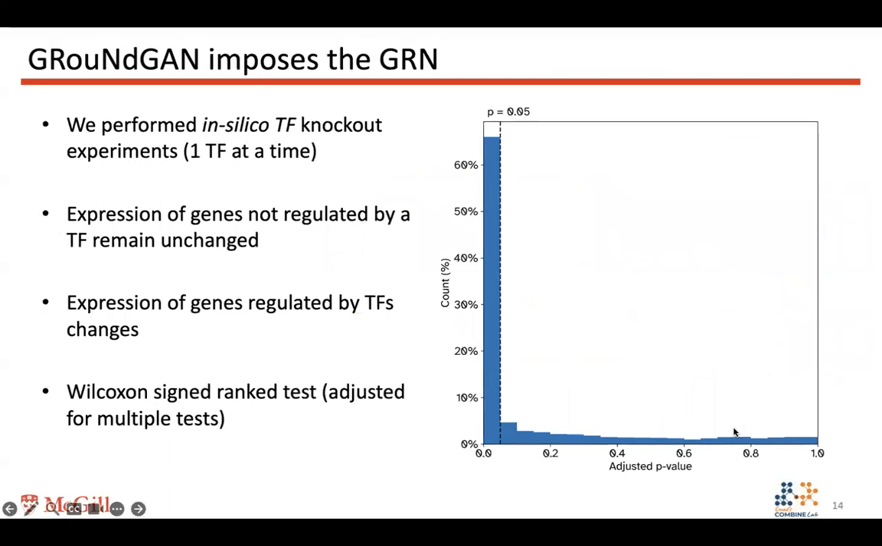Then we asked whether the interactions in the GRN are in fact imposed in the generated data. So we performed in silico TF knockout experiments, one of the capabilities of GRouNdGAN. And when we knocked out a TF and looked at the genes in the generated data, we saw that genes that were not regulated by that TF, their expression did not change. But when we performed statistical tests comparing before and after knockout for genes that were regulated by the TF, we saw a significant change in their expression value. And here you can see the distribution of the adjusted p-value for those genes, showcasing that, in fact, GRouNdGAN has imposed the interactions in the GRN in a causal fashion.